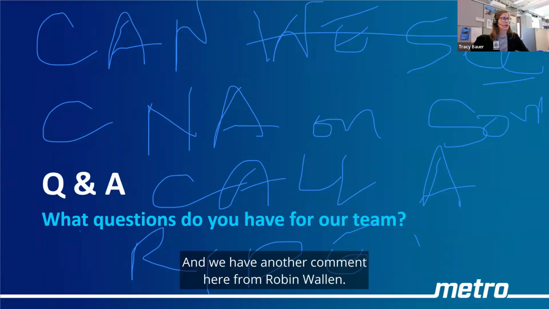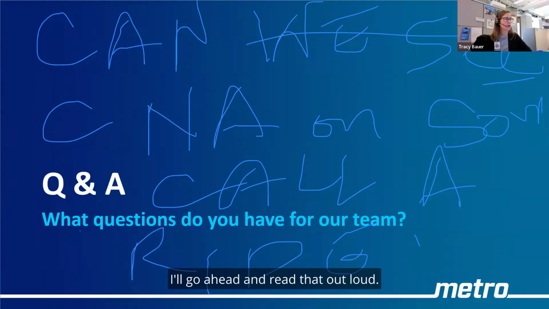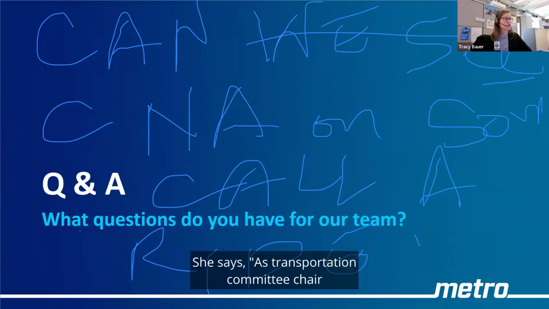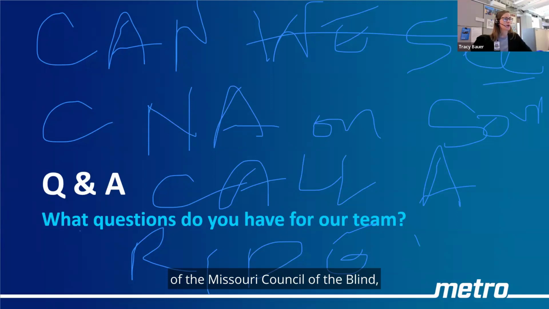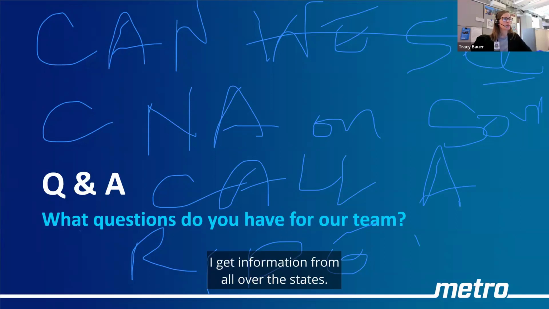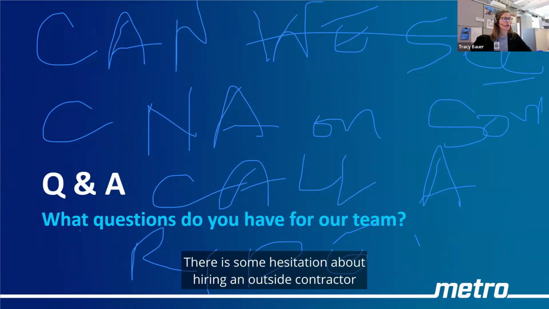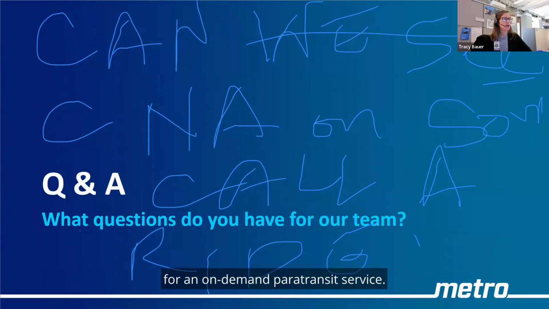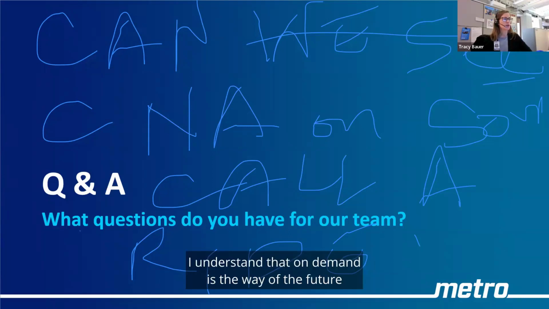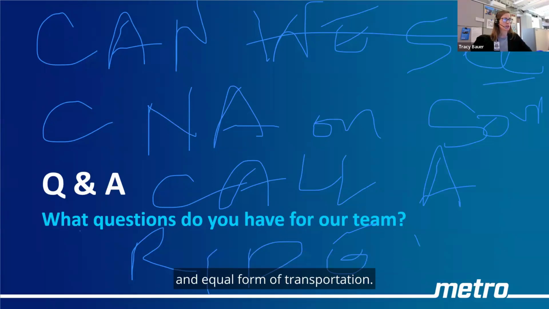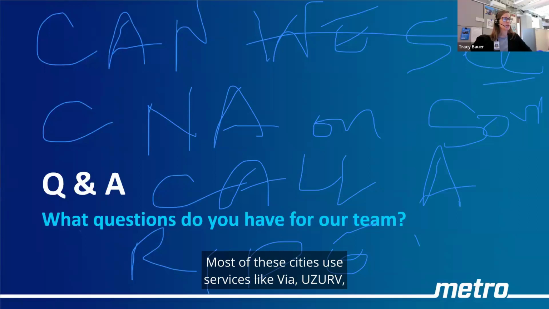Okay, and we have another comment here from Robin Wallen. I'll go ahead and read that out loud. She says, as Transportation Committee Chair of the Missouri Council of the Blind, I get information from all over the state. There is some hesitation about hiring an outside contractor for an on-demand paratransit service. I understand that on-demand is the way of the future and has been adopted by many cities as a more equitable and equal form of transportation. Most of these cities use services like Via, Serve, and taxi or rideshare services.